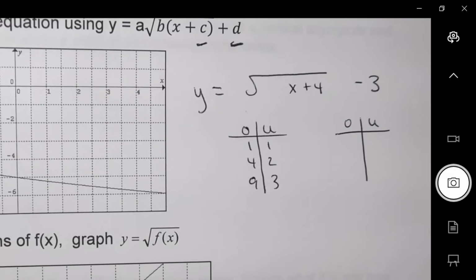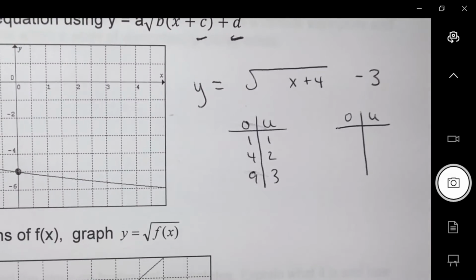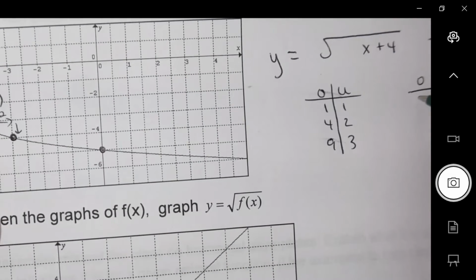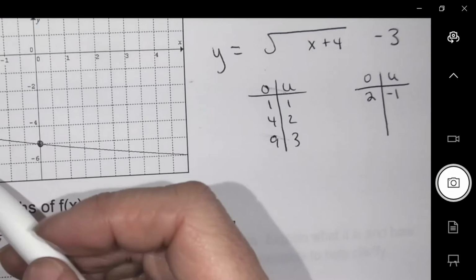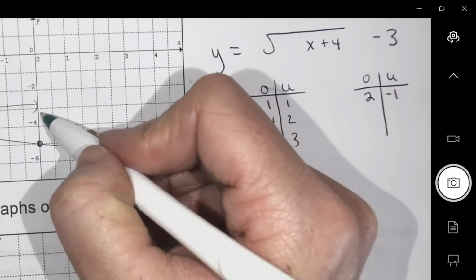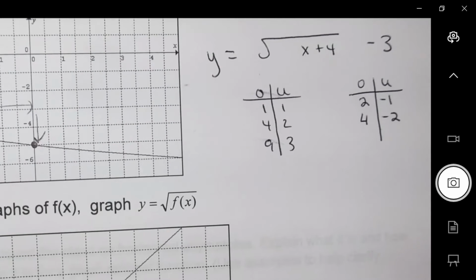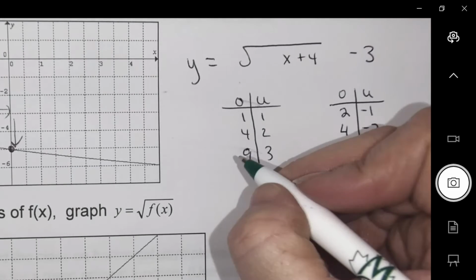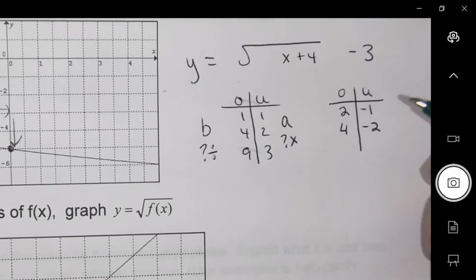And let's figure out what we actually did here. Okay, so I found those 2 points. So this was right 2, down 1. So we went right 2, down 1. And then this was right 4, down 2.